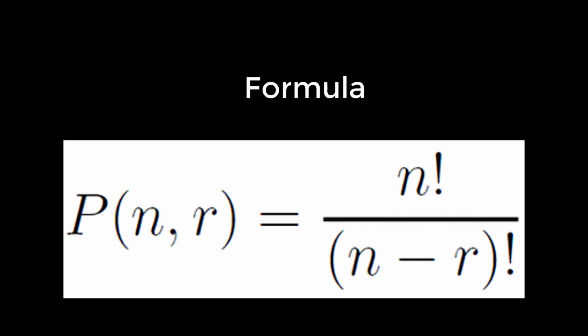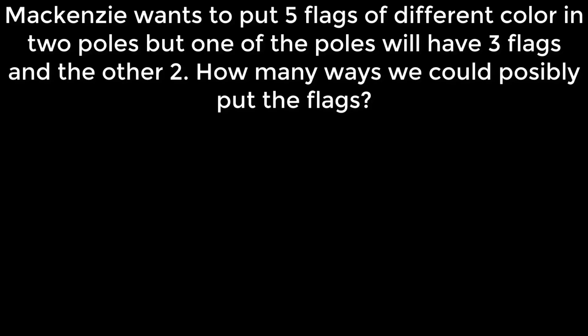Permutation. Permutation is the act of arranging the members of a set into a sequence or order. Mackenzie wants to put 5 flags of different colors on 2 poles, but one of the poles will have 3 flags and the other will have 2 flags. In how many ways could we possibly put the flags?